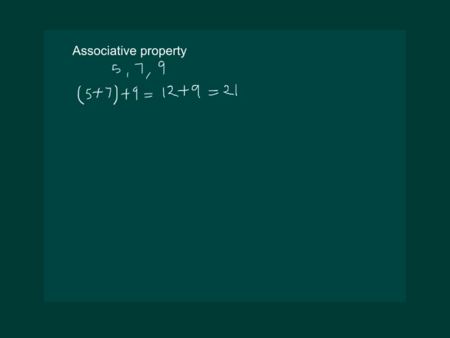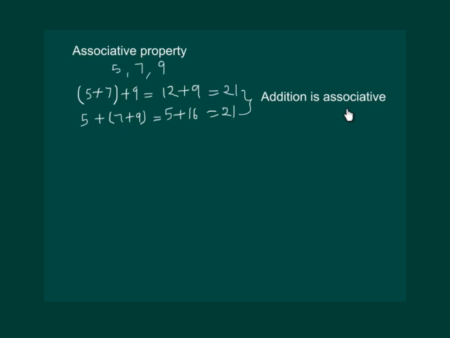Now suppose, let us add 7 plus 9 first and then add 5 to it. We get 5 plus 16, that is also equal to 21. Since the order in which we add does not change our answer, hence we can say that addition is associative.